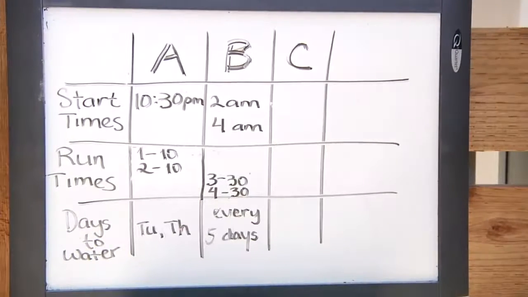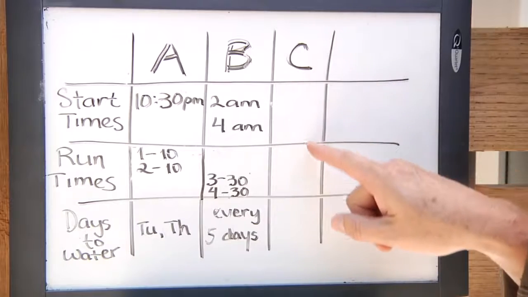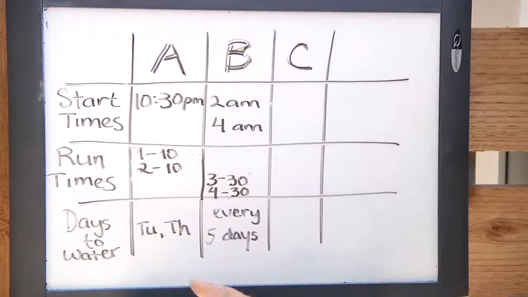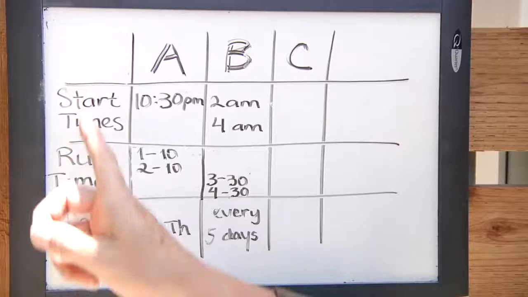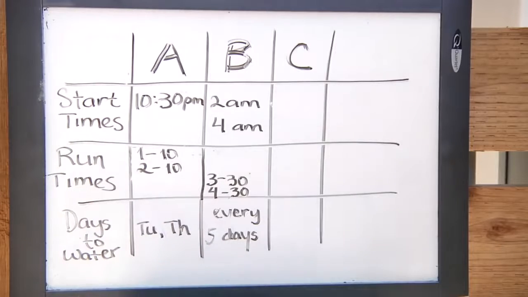So to explain further the use of the different programs A, B, and C, we made a little chart here. It's kind of like a tic-tac-toe board. And we have columns A, B, and C. And in this example, we're not putting anything in program C, but you'll notice that each of the programs has all 3 ingredients: start time, run time, and days to water.